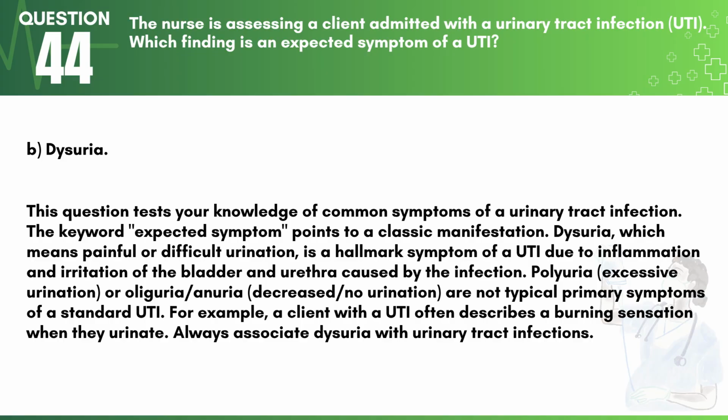Answer: B. Dysuria. This question tests your knowledge of common symptoms of a urinary tract infection. The keyword, expected symptom, points to a classic manifestation. Dysuria, which means painful or difficult urination, is a hallmark symptom of a UTI due to inflammation and irritation of the bladder and urethra caused by the infection. Polyuria, excessive urination, or oliguria/anuria, decreased or no urination, are not typical primary symptoms of a standard UTI. For example, a client with a UTI often describes a burning sensation when they urinate. Always associate dysuria with urinary tract infections.